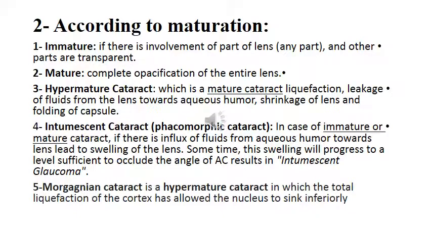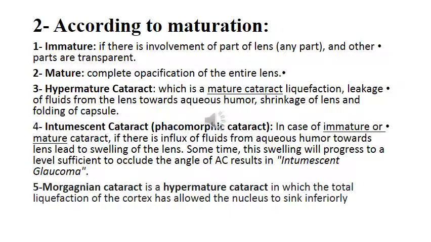The second classification of cataract is according to the degree of maturation of this lens opacity. So we can classify it either into immature, mature, or hypermature cataract, intumescent cataract, and Morgagnian cataract. Immature cataract, where only part of the lens, any part actually, is opacified and other parts are transparent. Mature cataract, complete opacification of the lens.